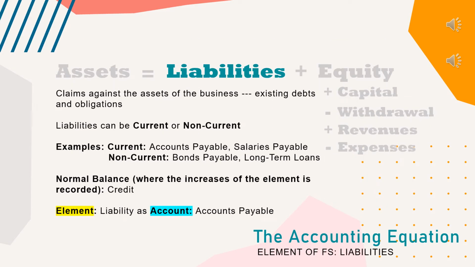So we focus back our attention to the accounting equation, and now with liabilities. Liabilities simply refer to claims against the assets of the business or the existing debts and obligations of an entity. When we say obligation, that is an obligation to transfer an economic resource as a result of past event. For example, there is an obligation to transfer an economic resource such as cash or other types of assets because the business borrowed some money from its creditors.